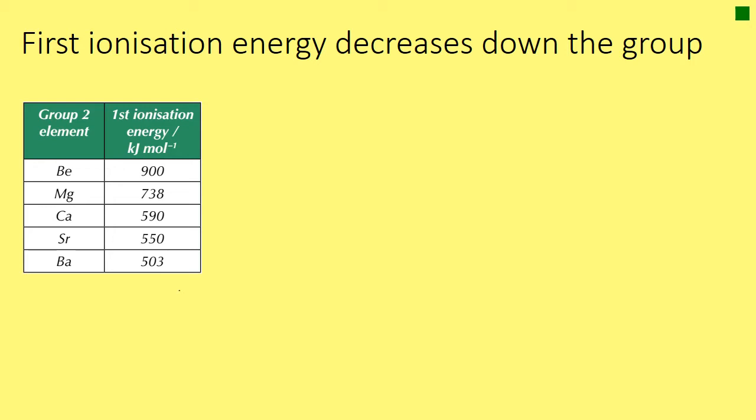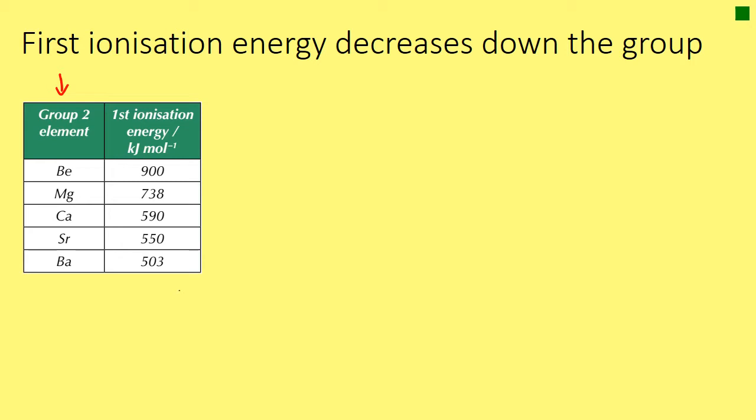And the next trend we're going to have a look at is first ionization energy. And you remember that that's the energy required to remove the outermost electron from an atom. And we can see that that decreases down the group. Okay, let's have a look at the data. Here's the group going from beryllium, magnesium, calcium, strontium, barium. And you can see beryllium has got first ionization energy of 900. That decreases with magnesium to 738 and decreases and decreases until you get to barium, which is only 503 kilojoules per mole to remove that first outer electron.